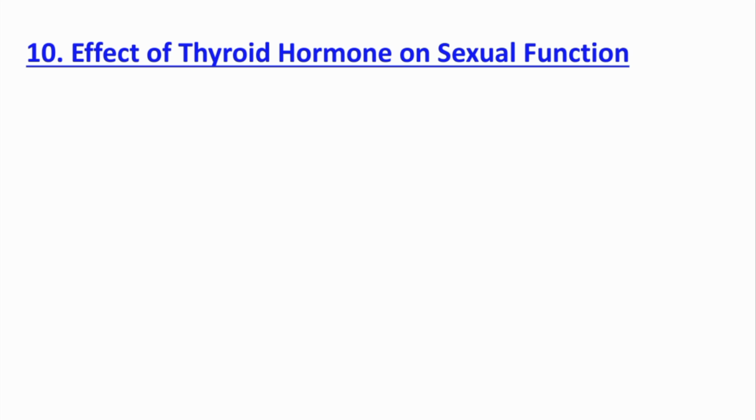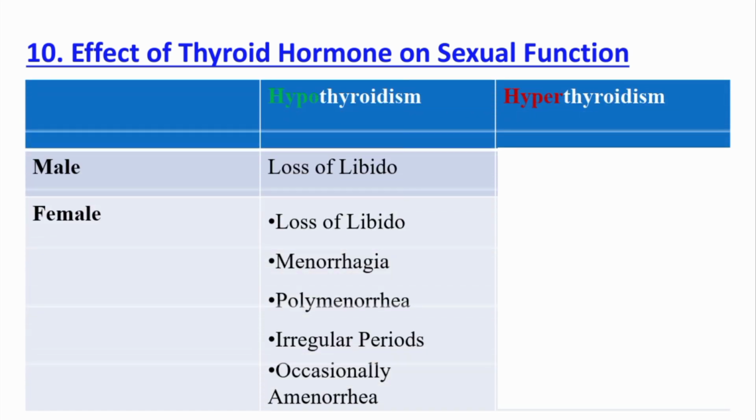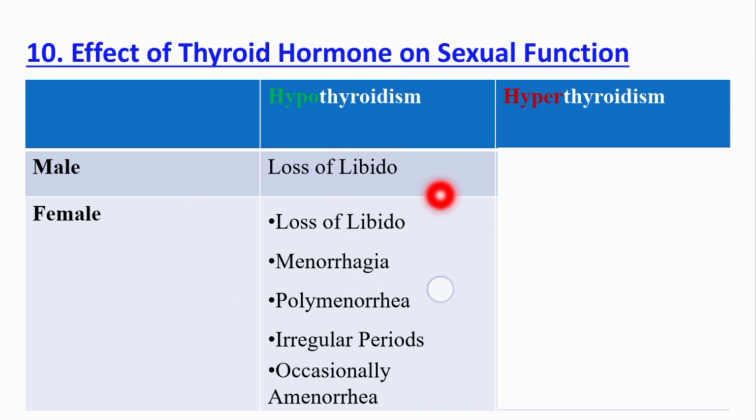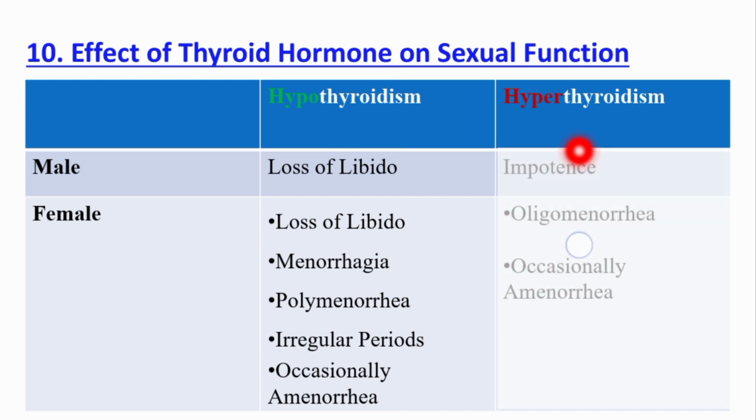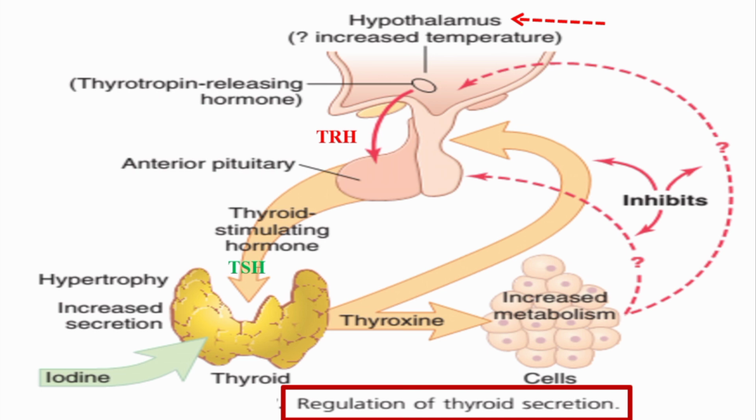Now, the last function of this hormone is on the sexual function, and the normal quantities maintain the normal reproductive health in males and females, but in case of hypothyroidism there is loss of libido in males, and in females there is not only loss of libido but also menorrhagia, polymenorrhea, irregular periods, and occasionally there is amenorrhea. While in case of hyperthyroidism, in males there is impotence, and in females there is oligomenorrhea, and occasionally there is amenorrhea.